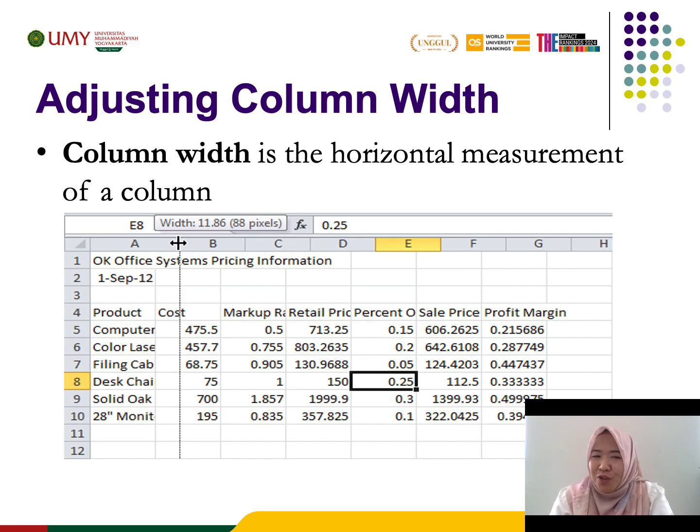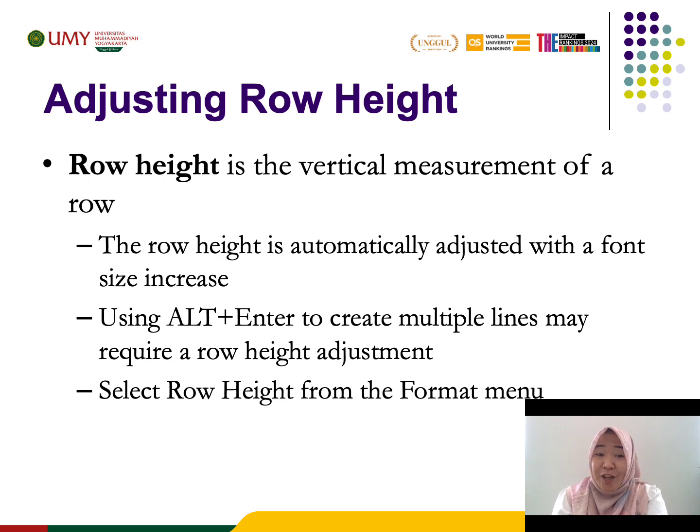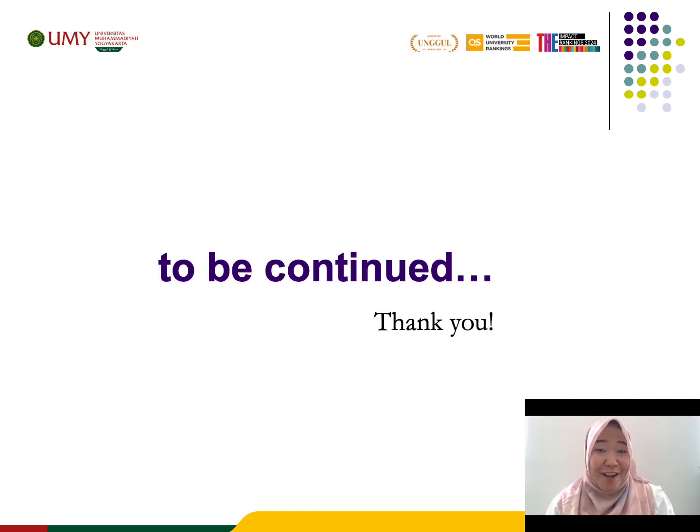Next, what if you want to adjust the column width? Column width is the horizontal measurement of the column, like you can see in this slide. In addition, you can also adjust the row height. Row height is the vertical measurement of a row. The row height is automatically adjusted with a font size increase. Using Alt plus Enter to create multiple lines may require a row height adjustment, or you can select row height from the Format menu. For now, that's the introduction to Excel Basics.